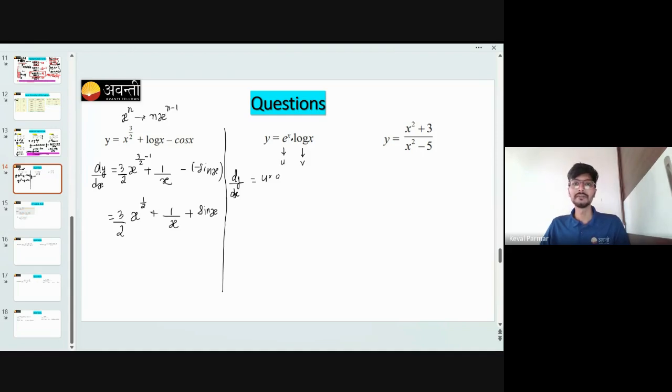And what is the derivative of u, meaning e raised to x? E raised to x derivative is e raised to x itself. So if I simplify this, there is no simplification needed. I can just write e raised to x upon x plus e raised to x into log of x. Okay, I hope it is clear now.